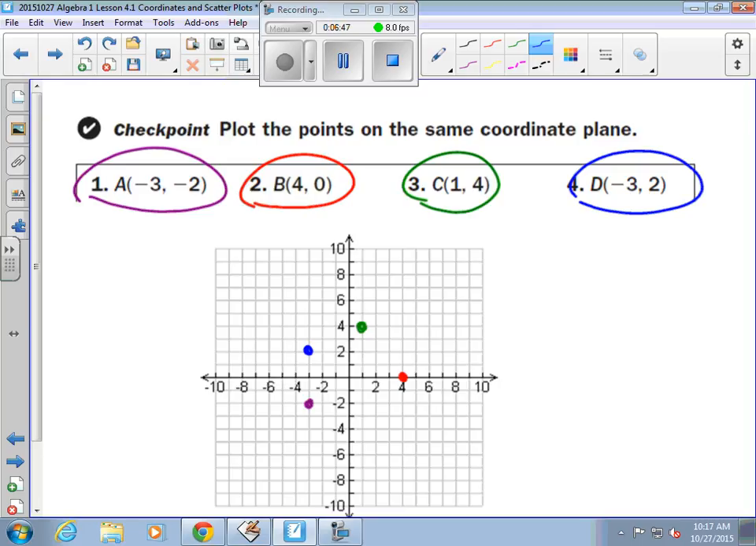If they're in a different spot, check and see if you can figure out what you made a mistake on. You might have gotten your X and your Y mixed up. You might have gone up when you were supposed to go down or left when you should have gone right.